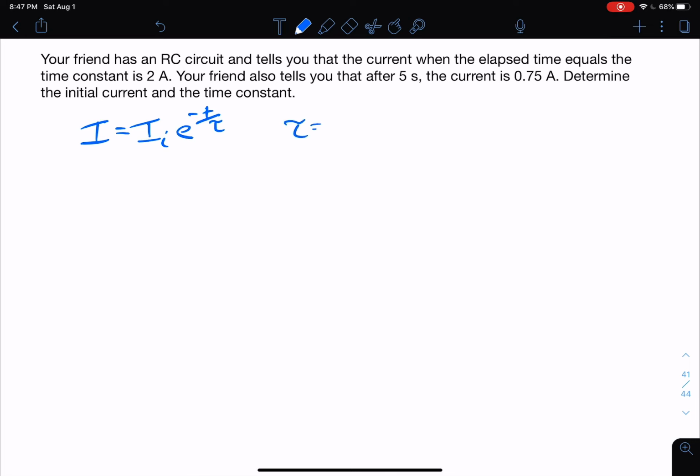Additionally, the time constant is calculated the same. It doesn't matter if you're talking about the charging case or the discharging case. The time constant is R times C, the product of the resistance and the capacitance.